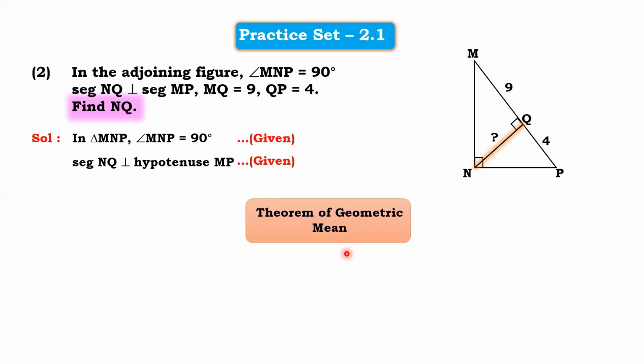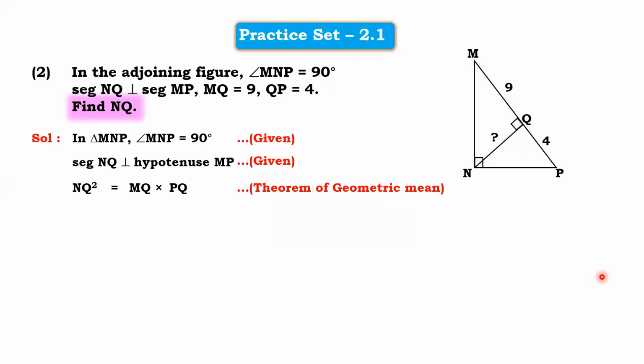Now we all know the square of this perpendicular, that means NQ square is equal to MQ into PQ. Reason, theorem of geometric mean. Value of NQ we don't know, so NQ square will remain as it is, equal to MQ, which is 9, into PQ, which is 4. Therefore NQ square is equal to 36. Now 36 is a perfect square, so we can write NQ is equal to 6 units.